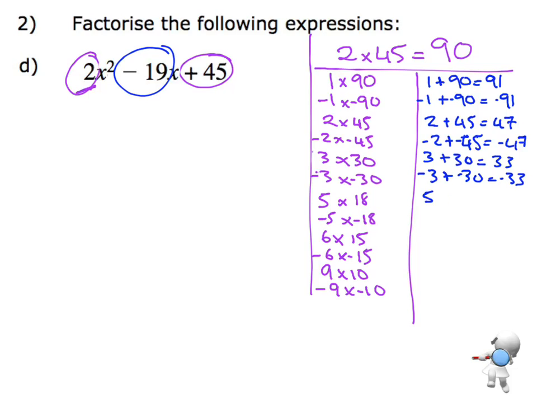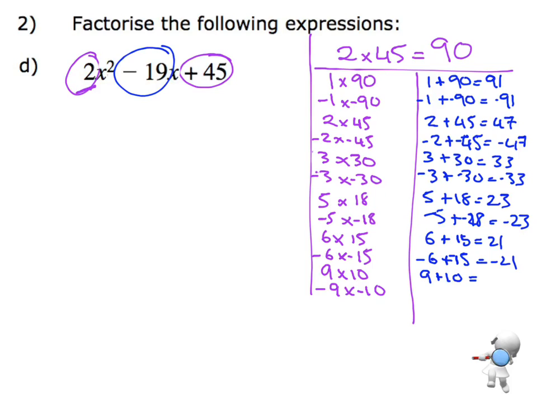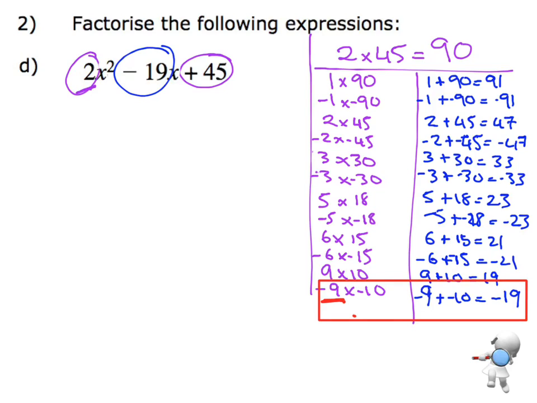Not going to work. 5 plus 18 will go to 23, or negative 5 plus negative 18 will go to negative 23. Not going to work. 6 plus 15 will go to 21. Negative 6 plus negative 15 will go to negative 21. Still not going to work. 9 plus 10 will go to 19. Negative 9 plus negative 10 will go to negative 19. Finally, I get the combination. So this is the combination of numbers that multiply together to give 90 and add together to give negative 19.